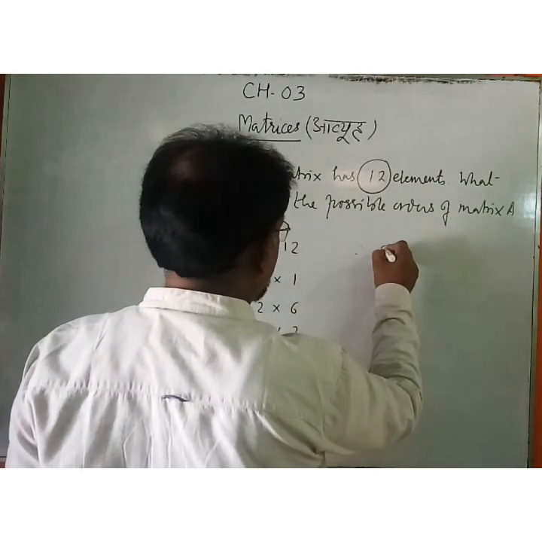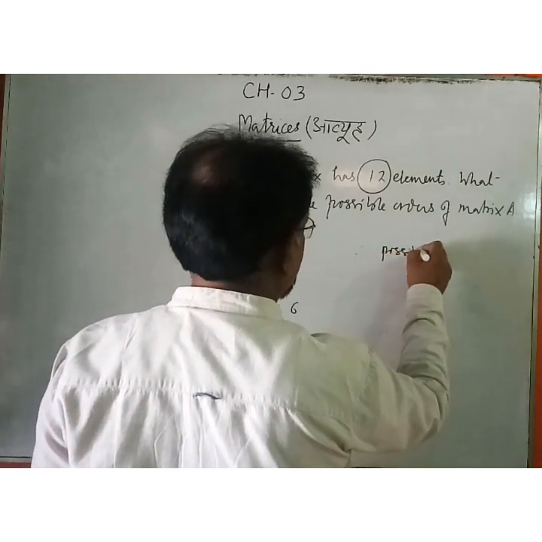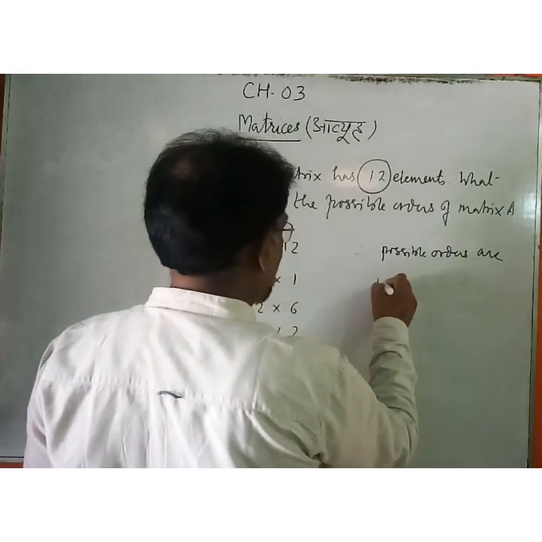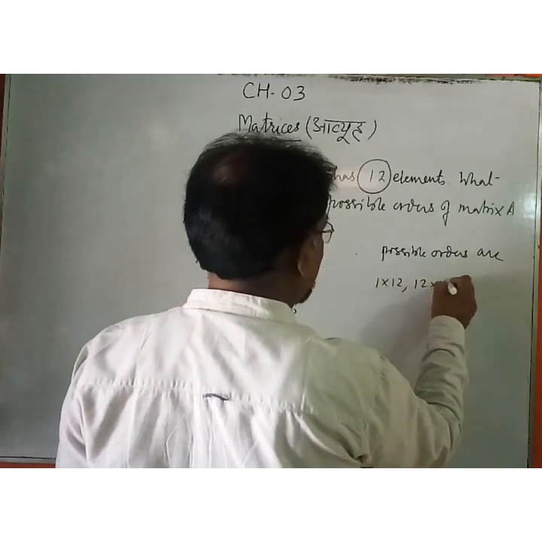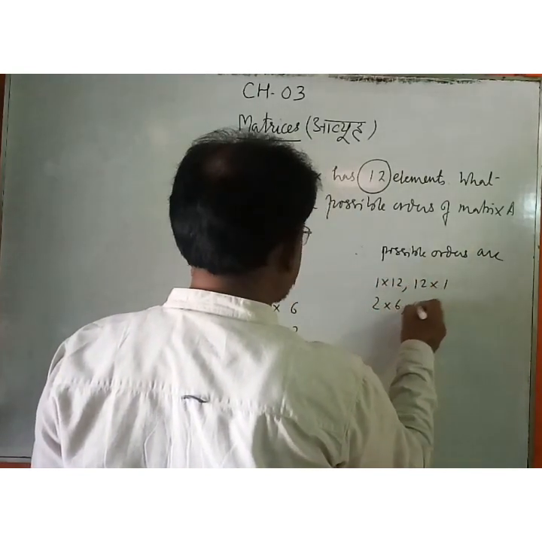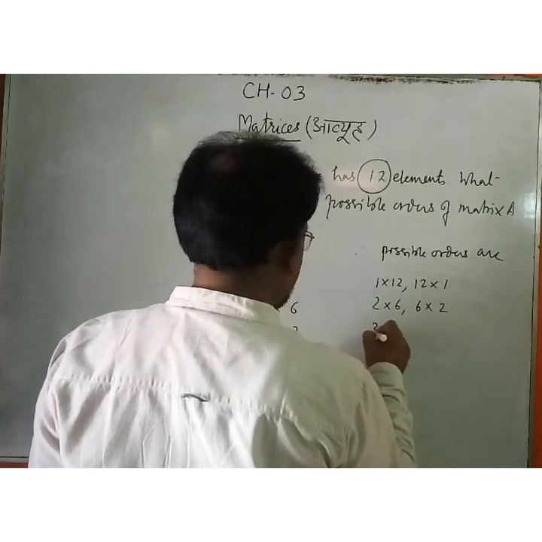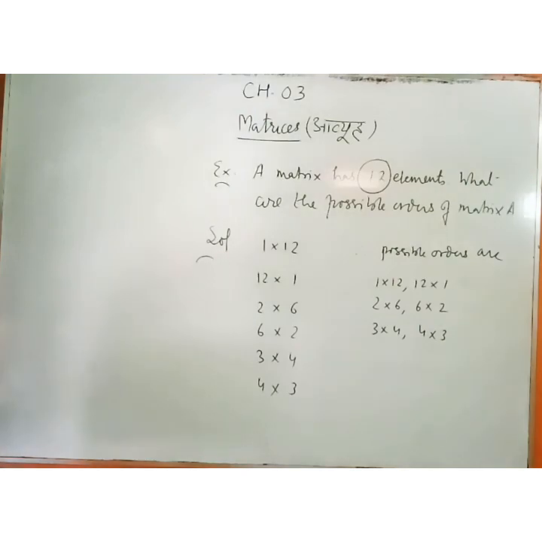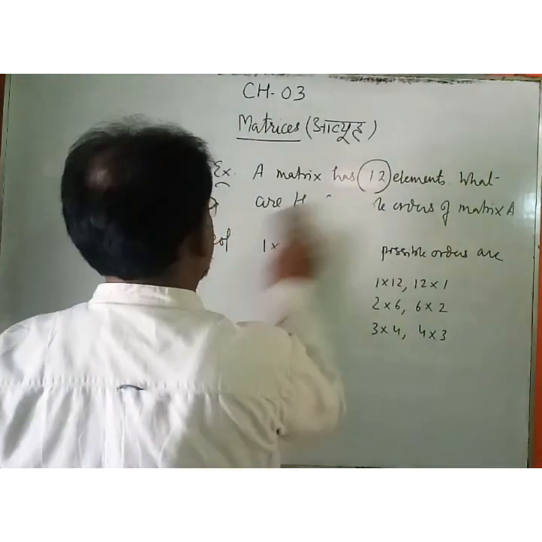So therefore possible orders are 1 by 12, 12 by 1, 2 by 6, 6 by 2, 3 by 4, 4 by 3. Very easy to understand if the number of elements is given.